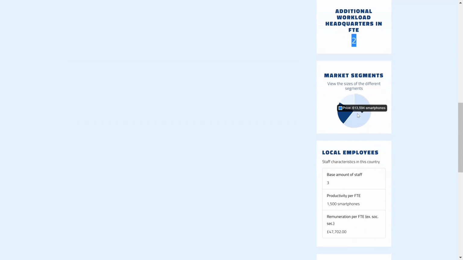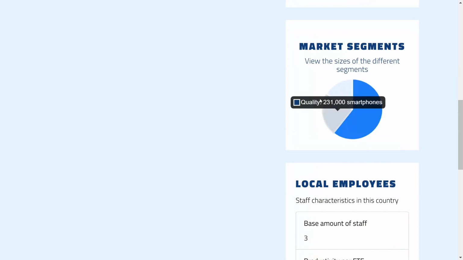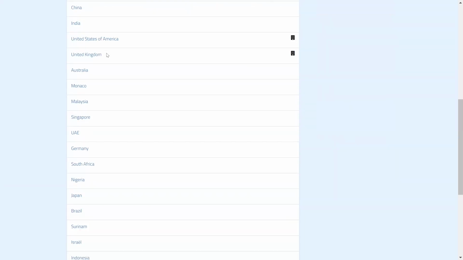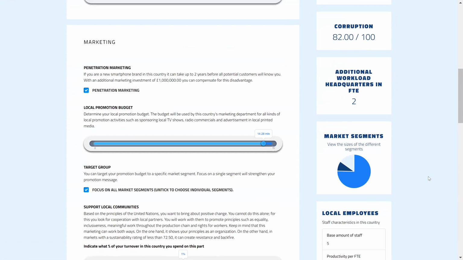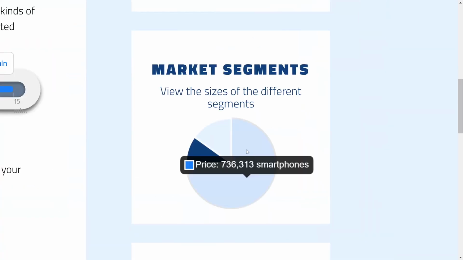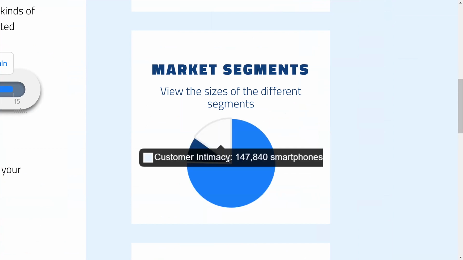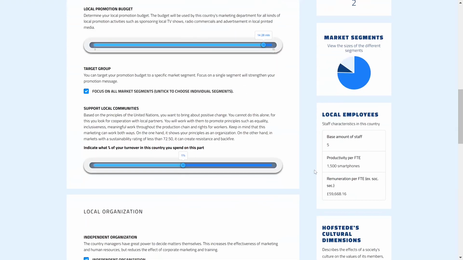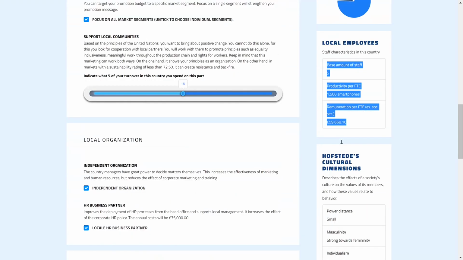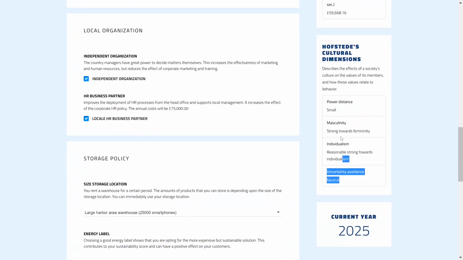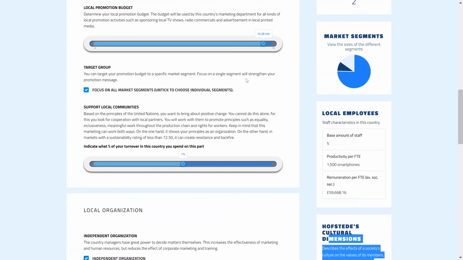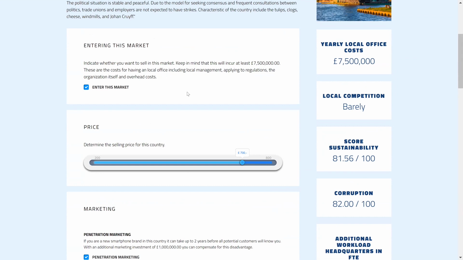Then here below, we see those same numbers that we saw before. Perhaps I should click on the Netherlands so we see the numbers that we discussed. So you'll see the price segment. We see that the numbers have already started changing a little bit from the beginning situation, but this is the yearly number of customers that are there, the yearly demand for all three customer segments. A little bit of information about the cost for local employees and some other things about the cultural dimensions, which should allow you to figure out whether this country fits well with your strategy.